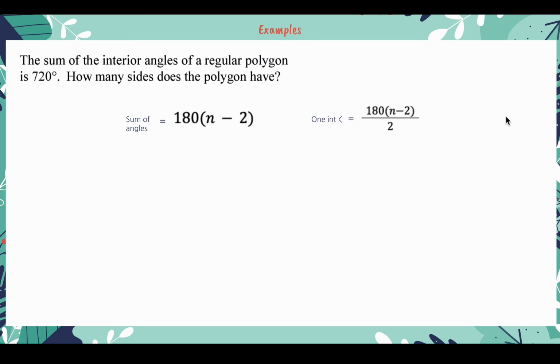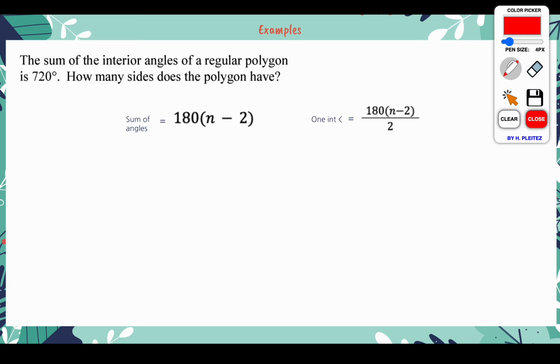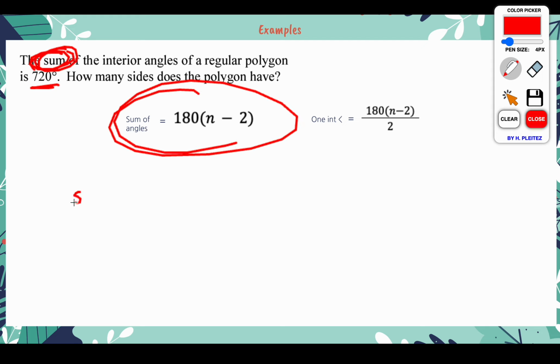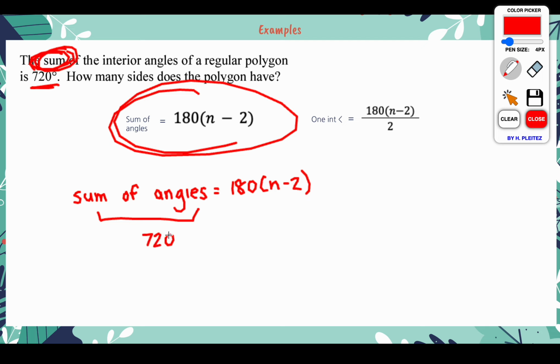All right, lastly, we have: the sum of interior angles of a regular polygon is 720 degrees. How many sides does the polygon have? Again, they gave us the sum of interior angles, so I know I'm using this formula. Sum of angles equals 180 times n minus 2. And let's substitute. The sum now, I can rewrite as 720 equals 180 times n minus 2.